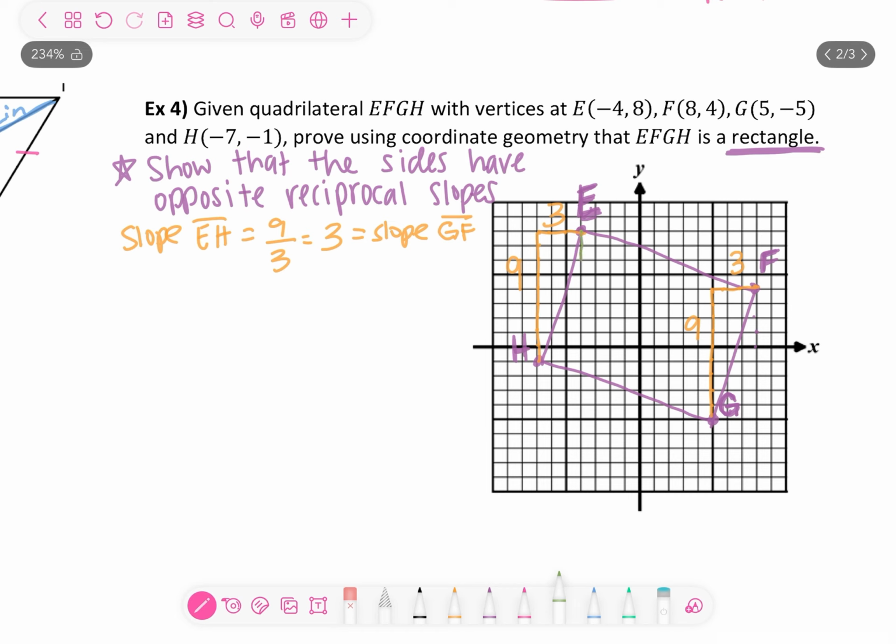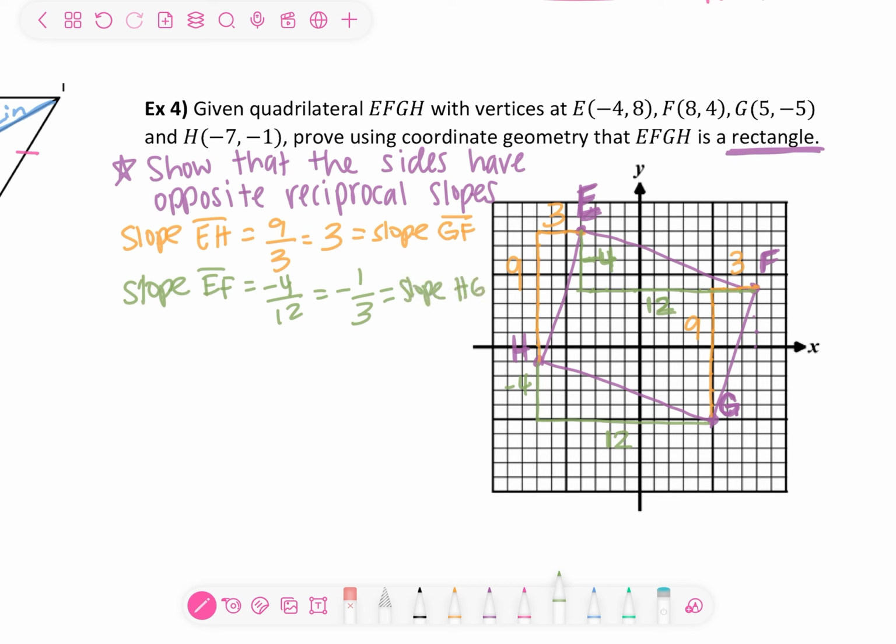So for EF, we go down 4, so -4, and then over, I think it's 12. Yes, that's 12. So the slope of EF is -4 over 12, which simplifies to -1/3. But again, that's going to be the same slope as HG. Let's verify: down 4, right 12, and we get the same slope for HG.